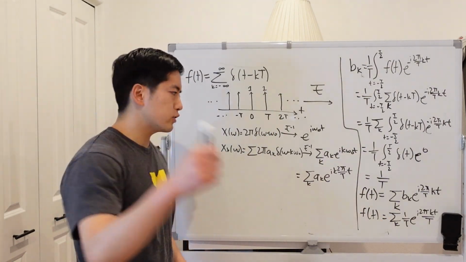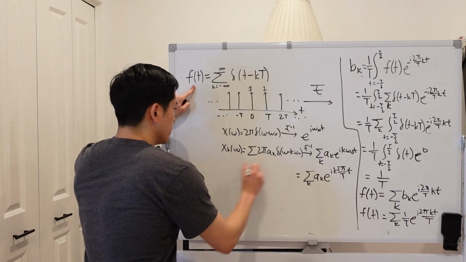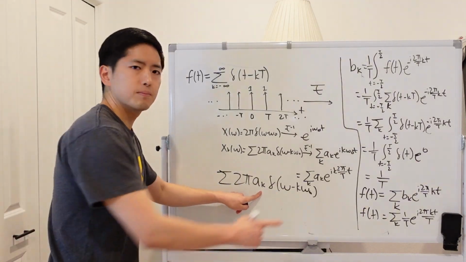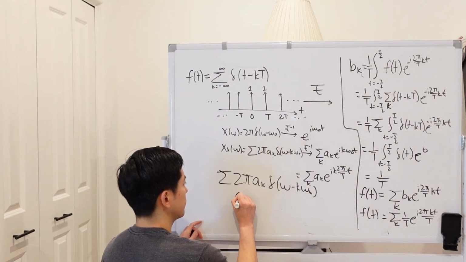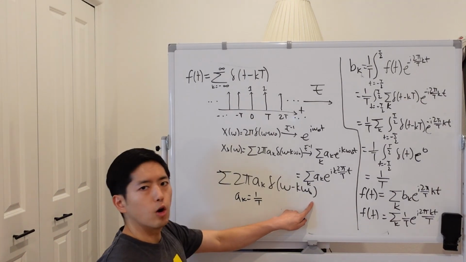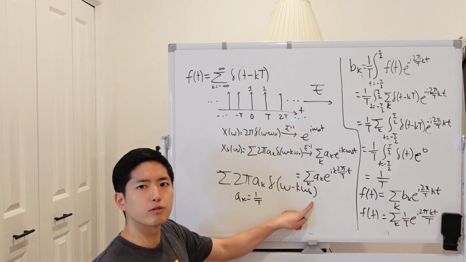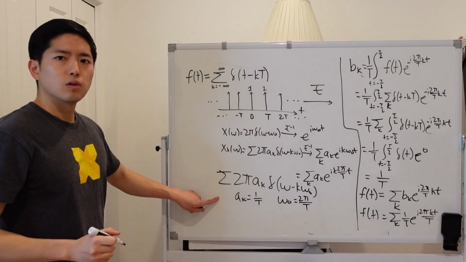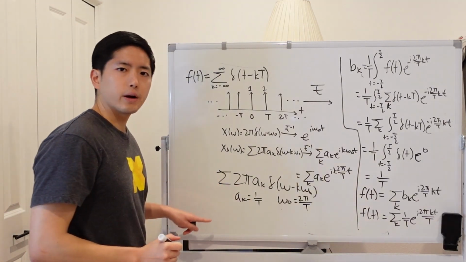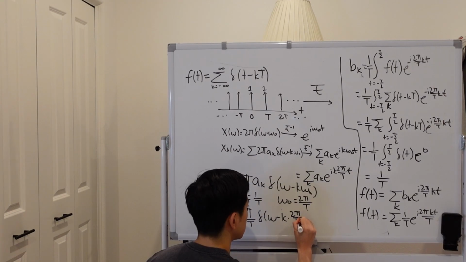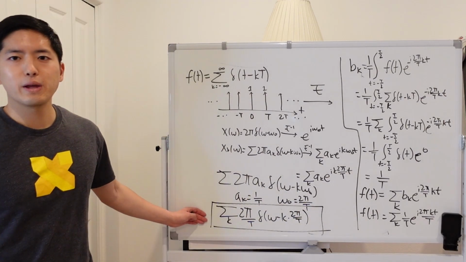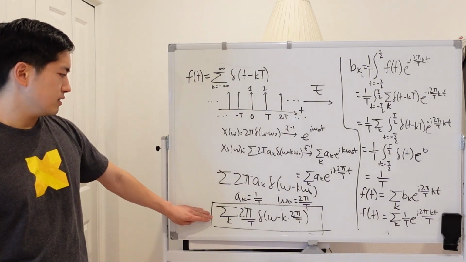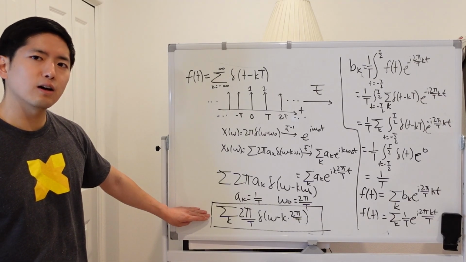So the Fourier transform of f of t is equal to this expression, where a of k is 1 over T, and omega naught is equal to 2 pi over T. So this is our Fourier transform. Ta-da, we have the answer. So the Fourier transform of a sum of shifted impulses is also a sum of scaled shifted impulses.